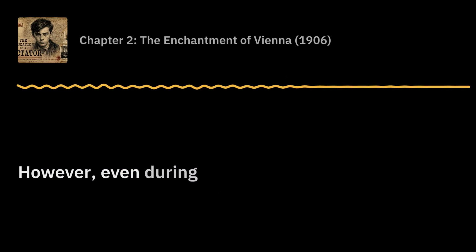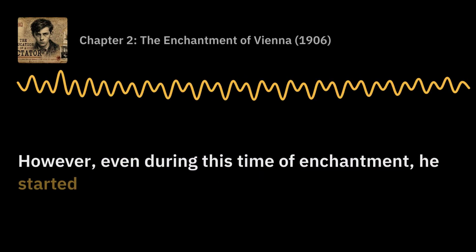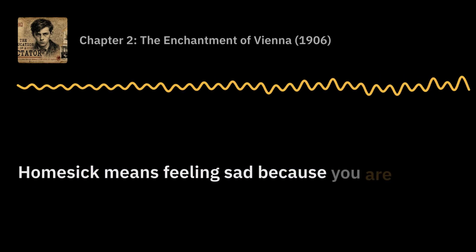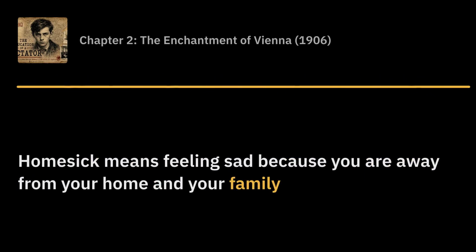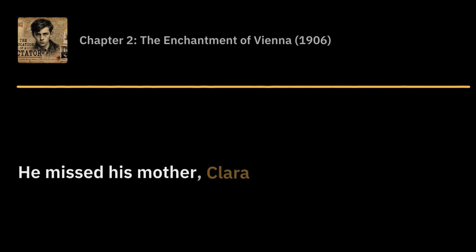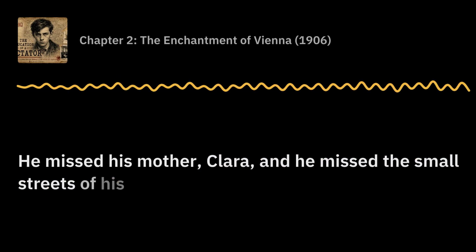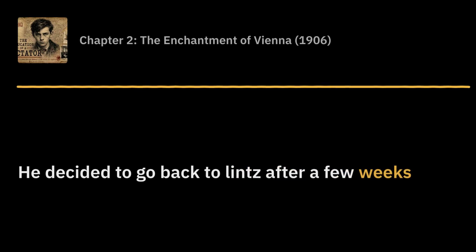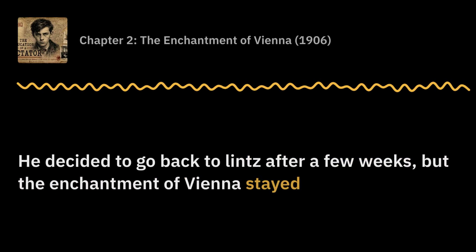However, even during this time of enchantment, he started to feel a little homesick. Homesick means feeling sad because you are away from your home and your family. He missed his mother, Clara, and he missed the small streets of his beloved Linz. He decided to go back to Linz after a few weeks, but the enchantment of Vienna stayed in his heart.